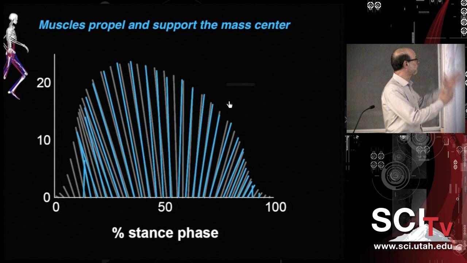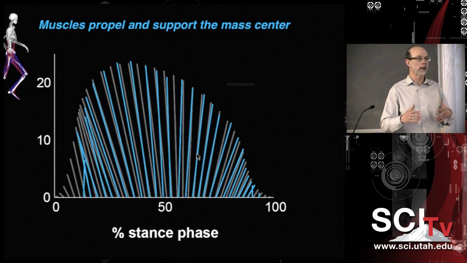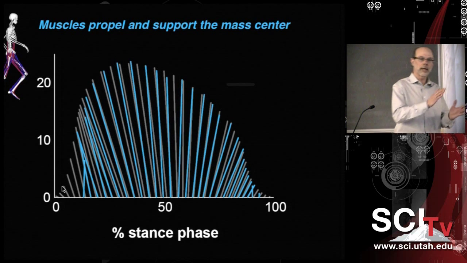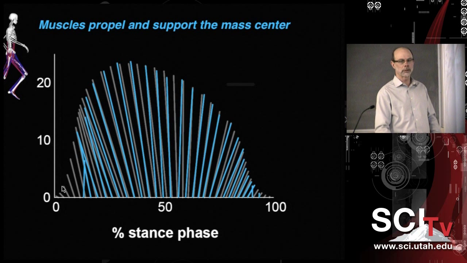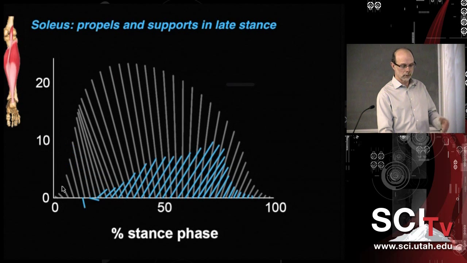So in running, muscles provide the whole ground reaction force. So this is 2.0 body weights. This is relatively slow running. The gray is the experimental ground reaction force. The blue is the reaction force produced by muscles. So muscles are doing it all. This is an artifact. We don't simulate that initial contact phase very well, as you might imagine if you do simulations. So the quads produce body weight support and brake you.